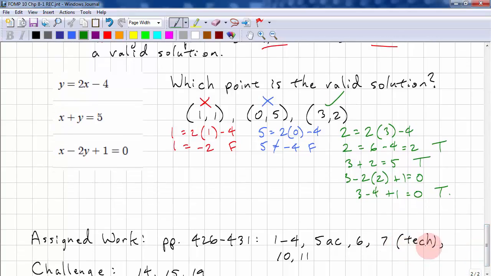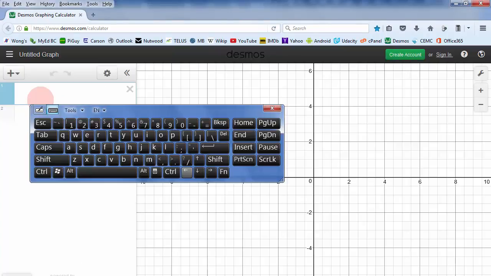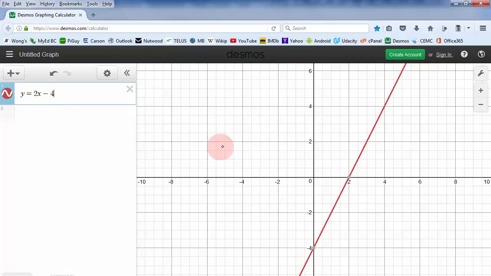Some of the assigned work says tech. So this means you can use a graphing calculator to do these problems. If you don't have a graphing calculator, you can go to desmos.com. And what I'll do is I'll enter the formulas, and you can just enter it exactly as you see it on your workbook, and it draws your line for you.